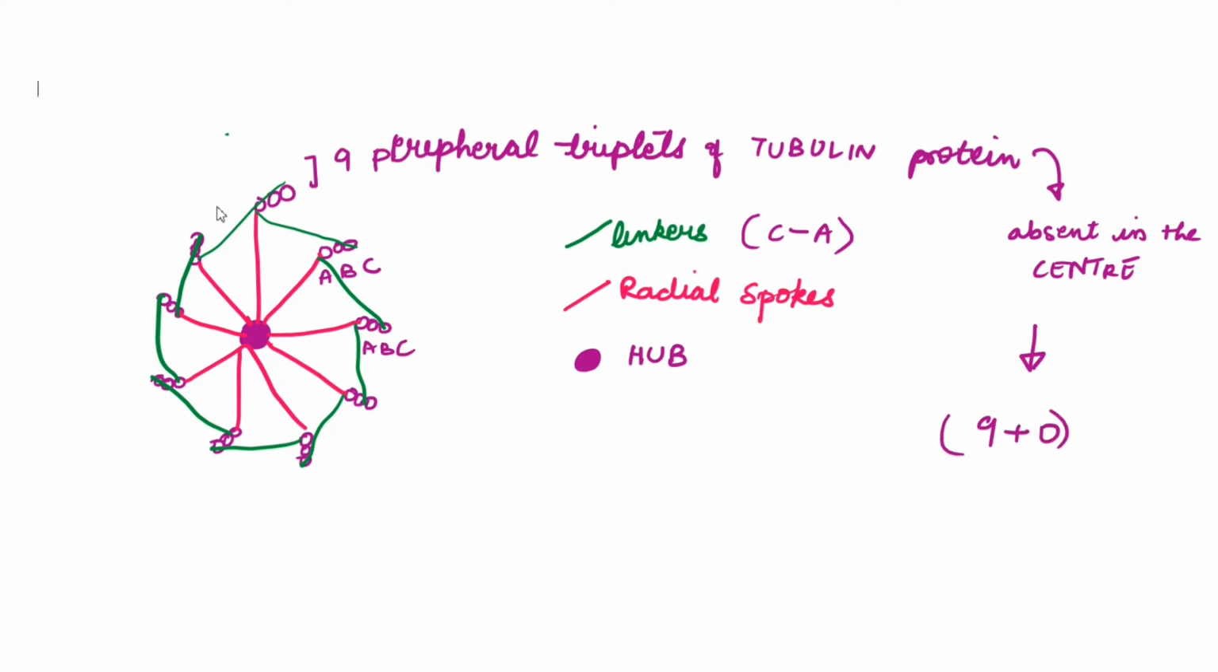So the linkers here are the CA linkers. There it was AB linkers. So try to differentiate and learn. It will be easy for you. You won't get confused. And how many radial spokes are present here?